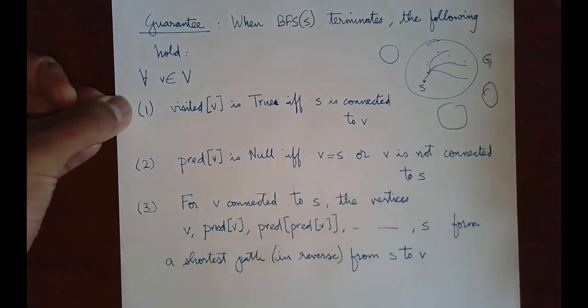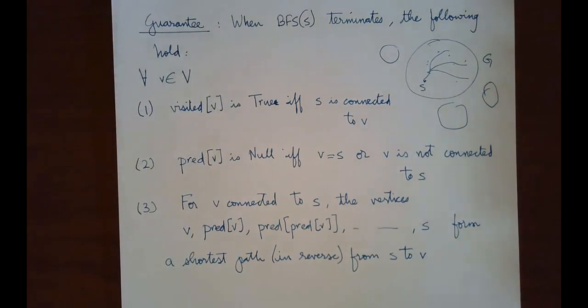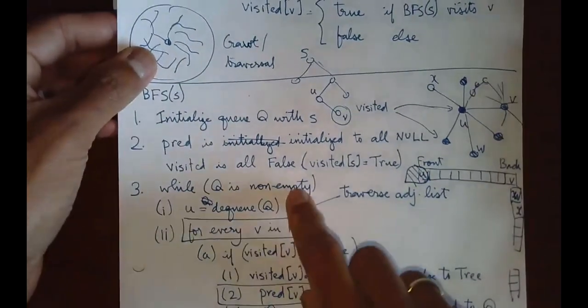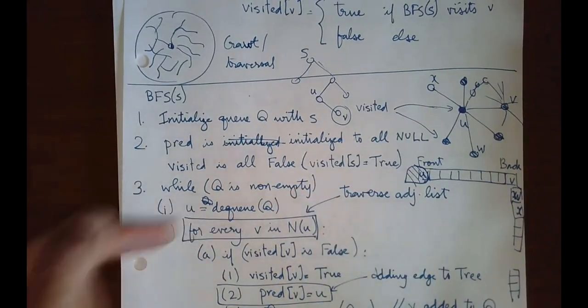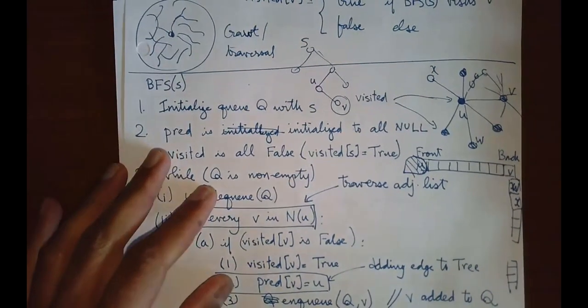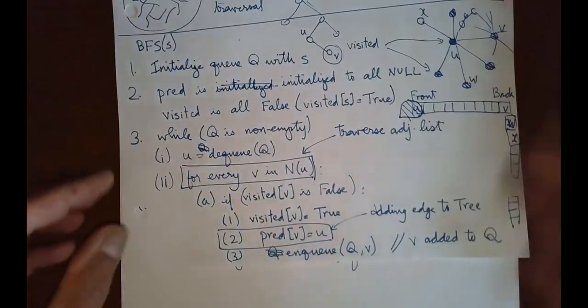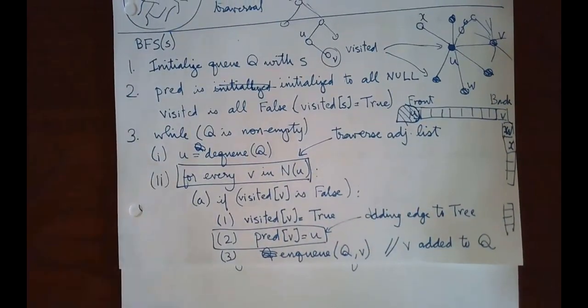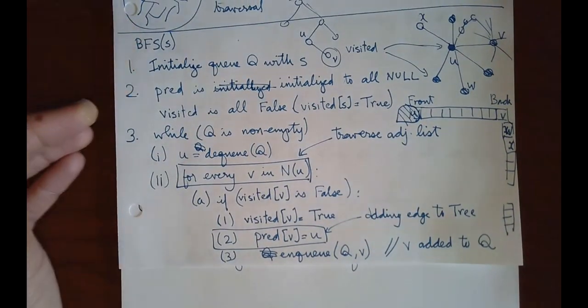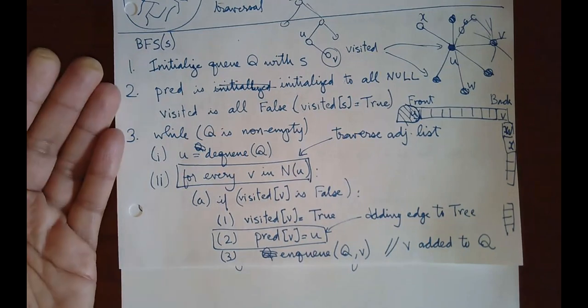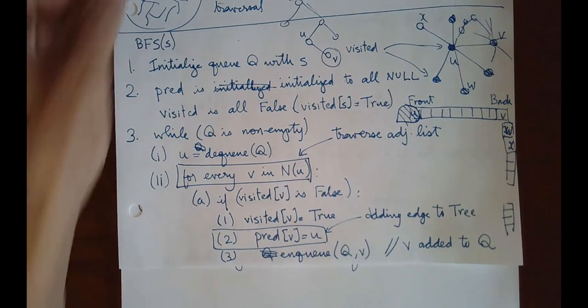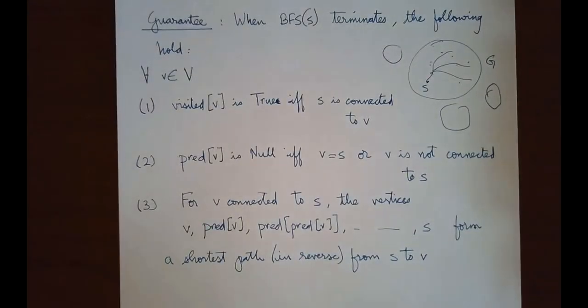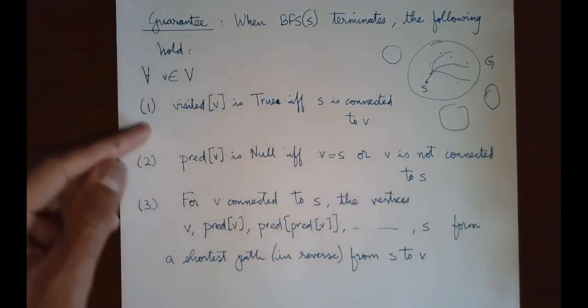So when BFS finally finishes, meaning when this while loop finishes, it's doing a bunch of things. Instead of having just a simple return value, it's actually returning an entire data structure. It's returning these predecessor and visited arrays, and you have guarantees on what these arrays are when you finish them. Okay? So what are these guarantees?